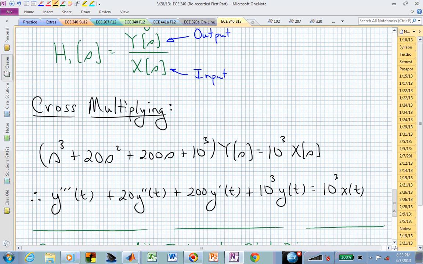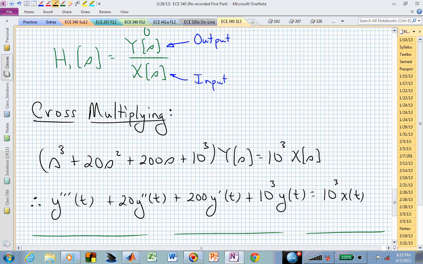We simply have to remember the relationship between multiplication by s in the frequency domain corresponding to differentiation in the time domain. And now if we have s cubed times Y of s, that translates into y triple prime, or the third derivative of y with respect to t. Then we have plus 20s squared, which in the time domain gives us 20y double prime, plus 200y prime plus 1,000y of t is equal to 1,000x of t.